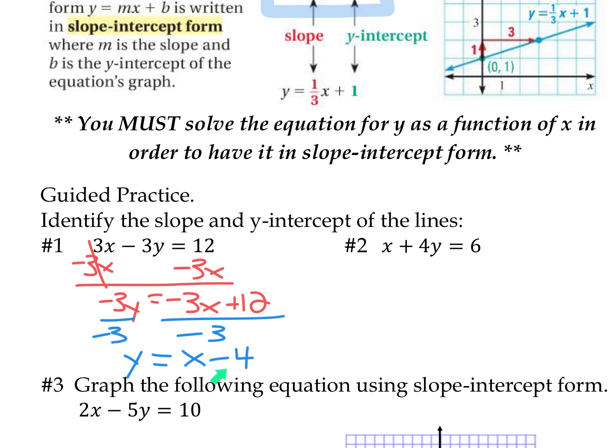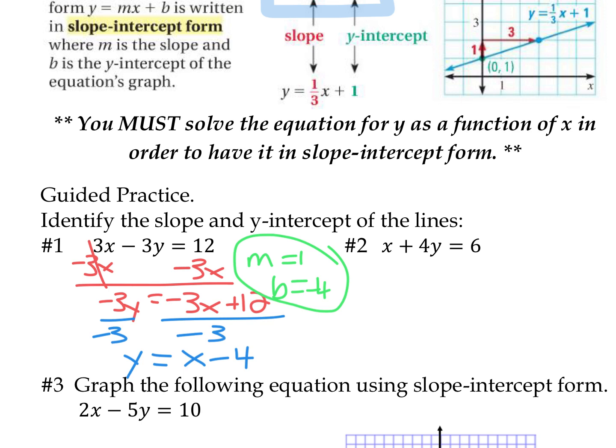Now that we have it in slope-intercept form, y equals mx plus b, the m is 1, the b is negative 4. Right, so let's write that out. Here, the m equals 1, the b equals negative 4. That would be my slope and my y-intercept for number 1.